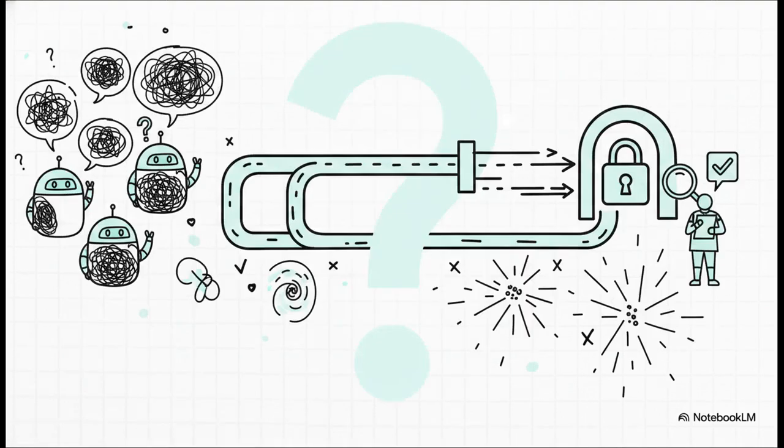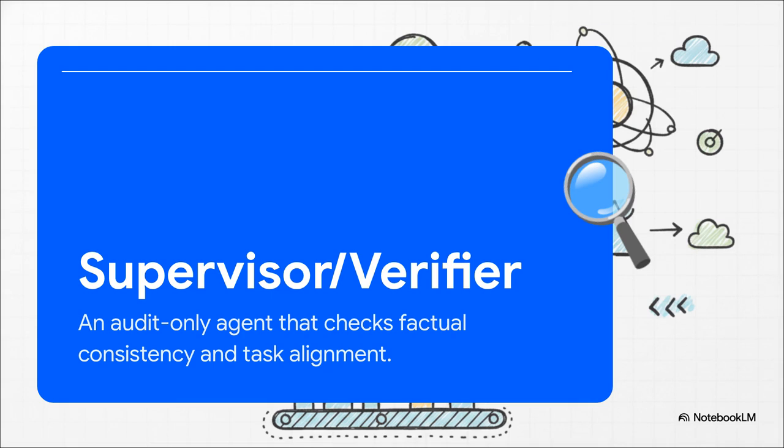But hold on a second. If you have all these autonomous workers generating data, who's making sure they aren't just confidently hallucinating? Who verifies the verifier? Enter Pattern 3, the supervisor or verifier. This is your independent quality gate. Here is your immediate supervision checklist.